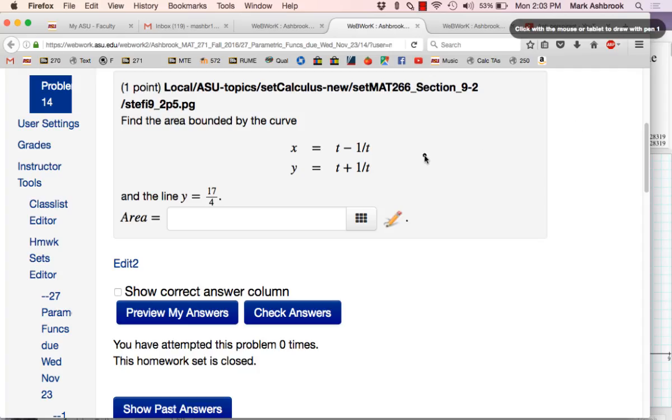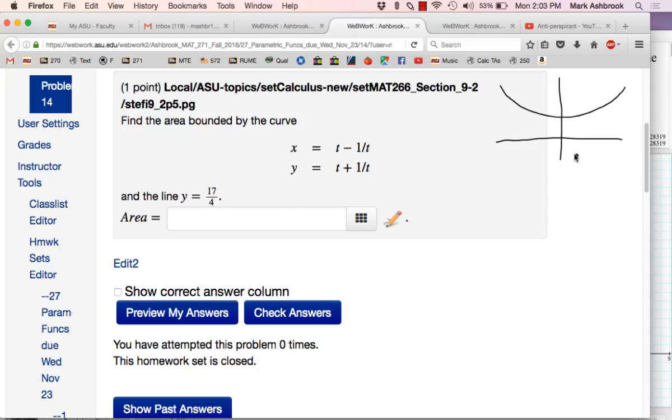This curve looks like this. It'll look something like this. And then y equals 17/4 looks like this. So we're really after that area right there. So what we need first of all is we need to know what's happening there.